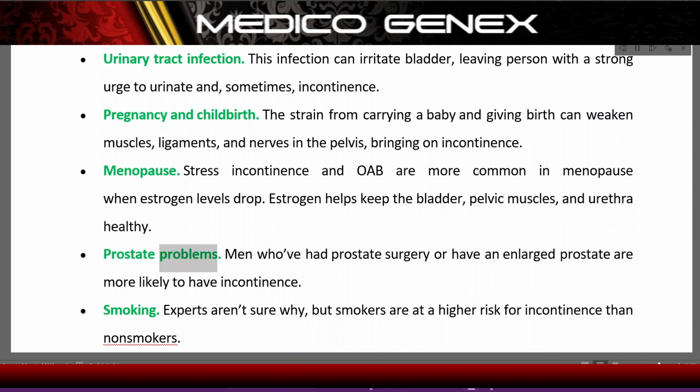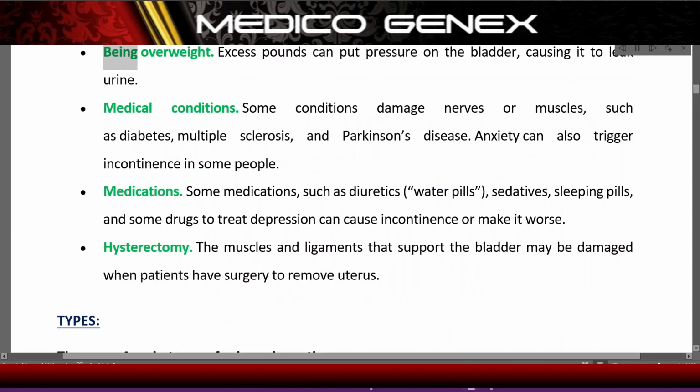Prostate problems. Men who have had prostate surgery or have an enlarged prostate are more likely to have incontinence. Smoking. Experts aren't sure why, but smokers are at a higher risk for incontinence than non-smokers. Being overweight. Excess pounds can put pressure on the bladder, causing it to leak urine. Medical conditions. Some conditions damage nerves or muscles, such as diabetes, multiple sclerosis, and Parkinson's disease. Anxiety can also trigger incontinence in some people.